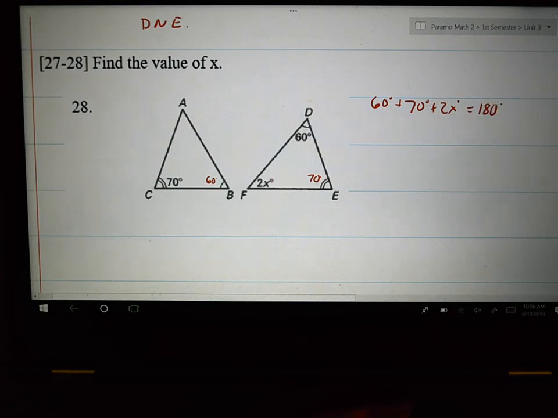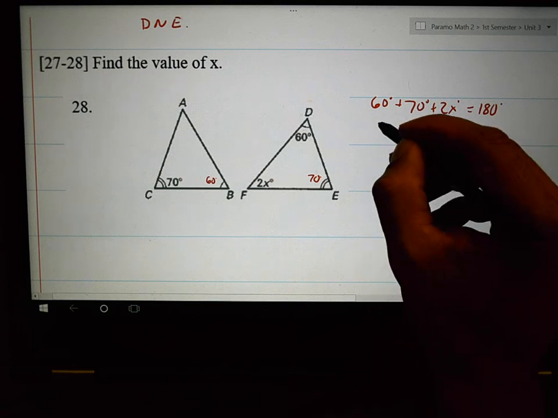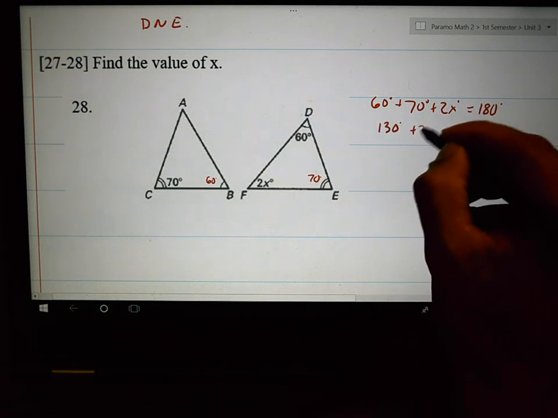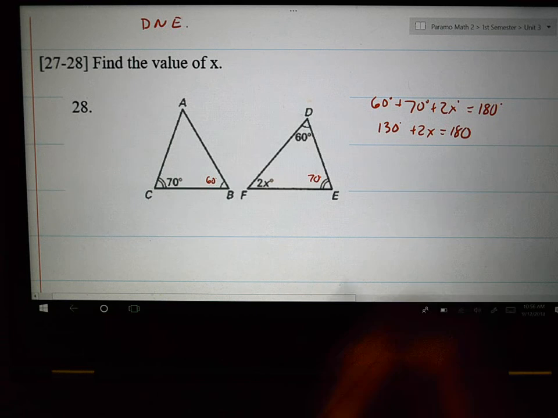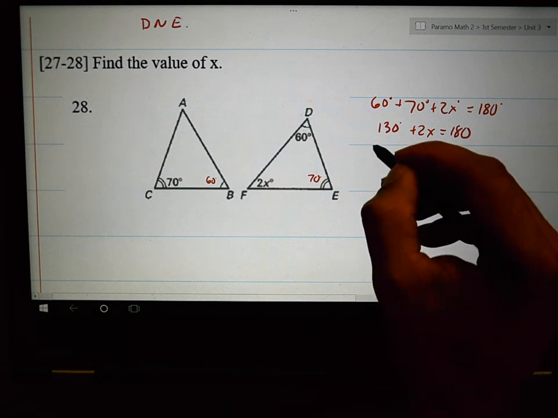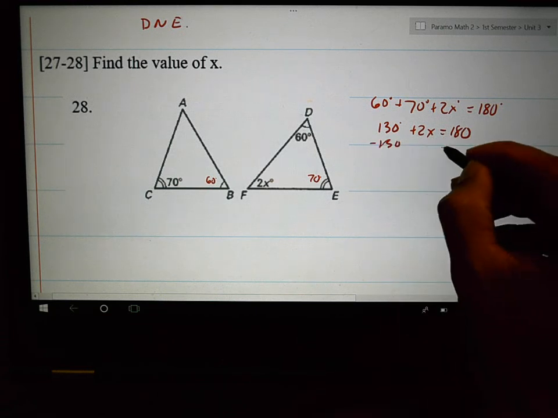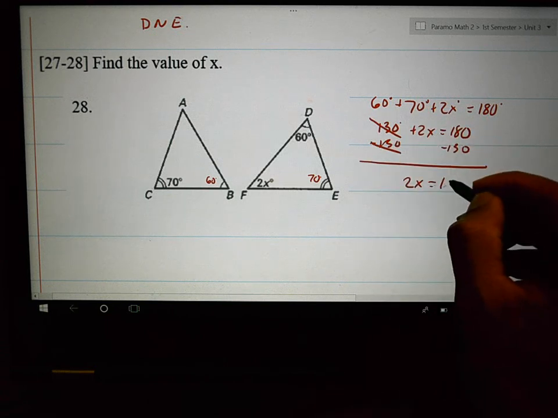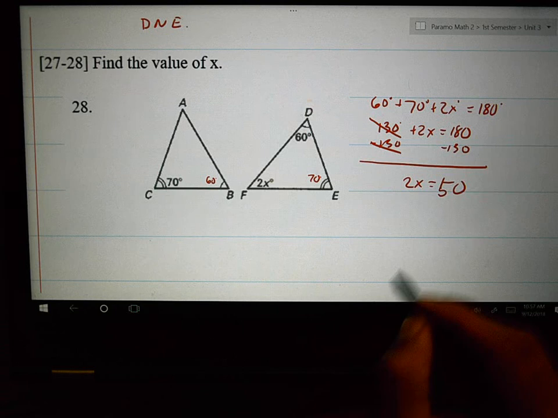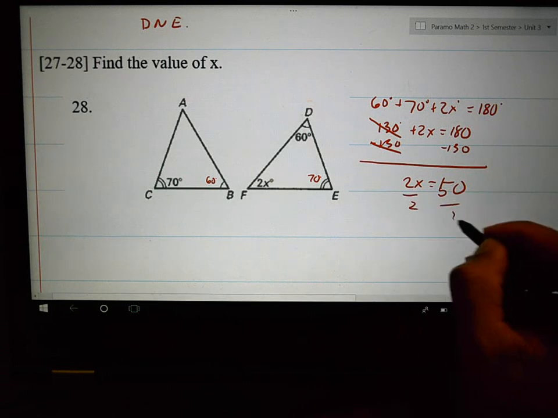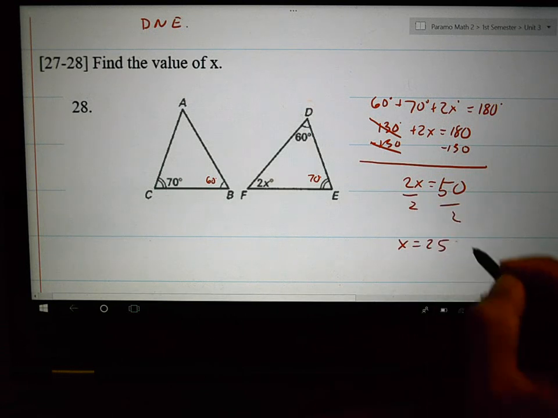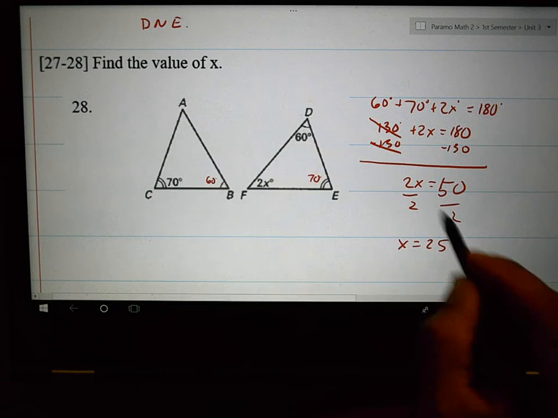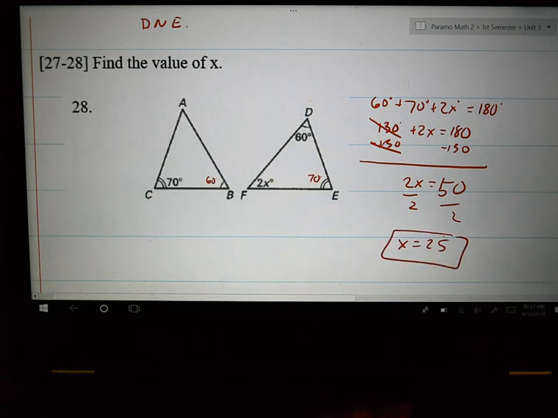Some of you can do that in your head. I can't. I have to work out each piece. I'll subtract 130 from both sides. 2x equals 50. Divide by 2. And I'm getting that x, the value of x is 25. We'll stop your notes right there.